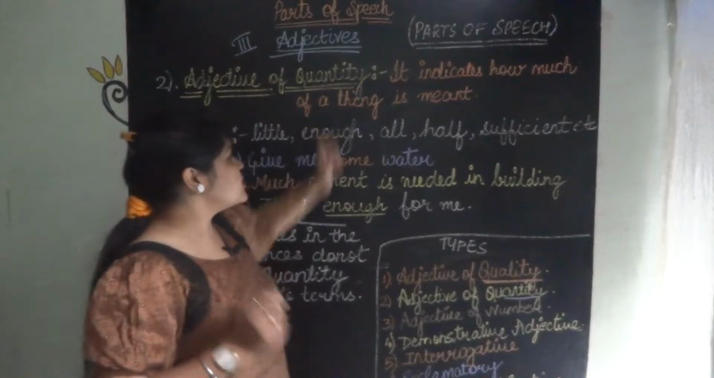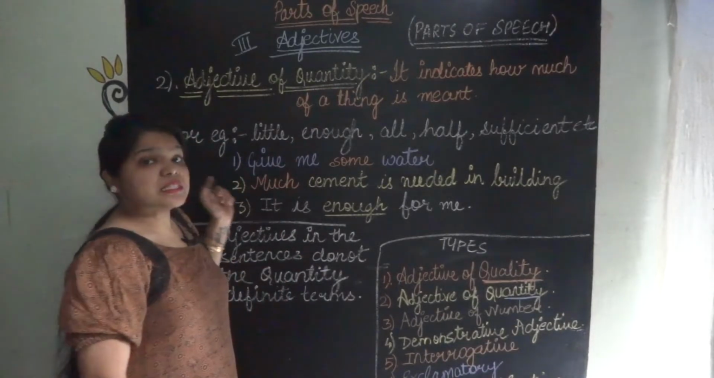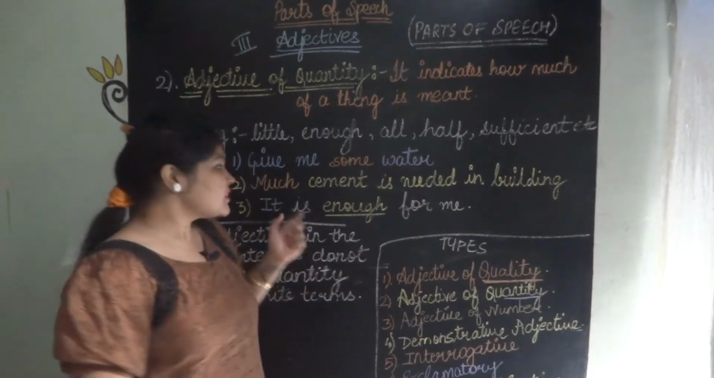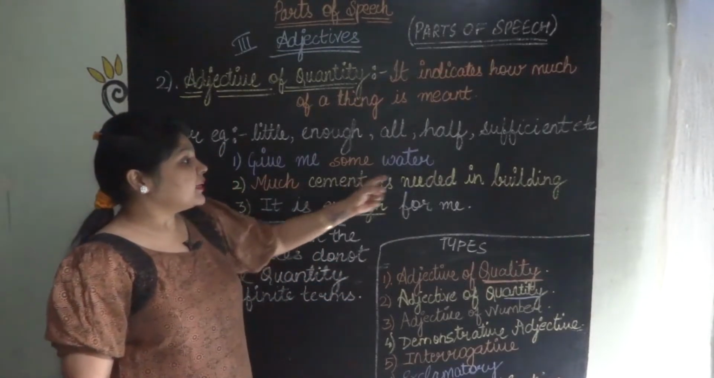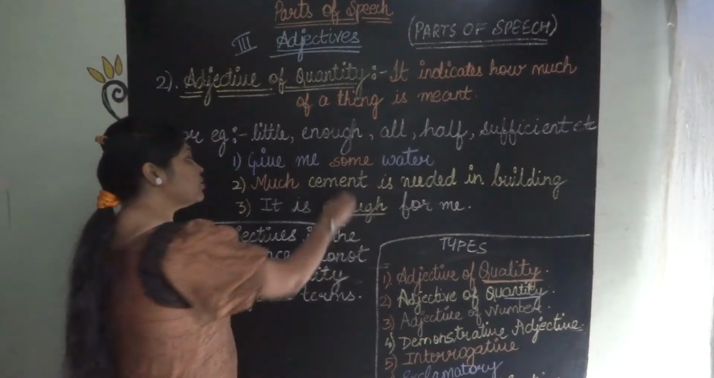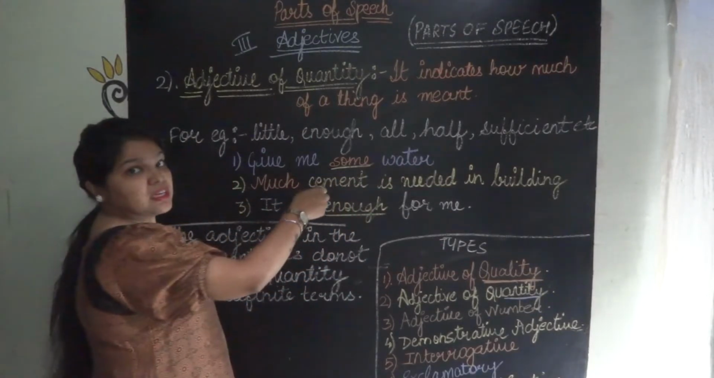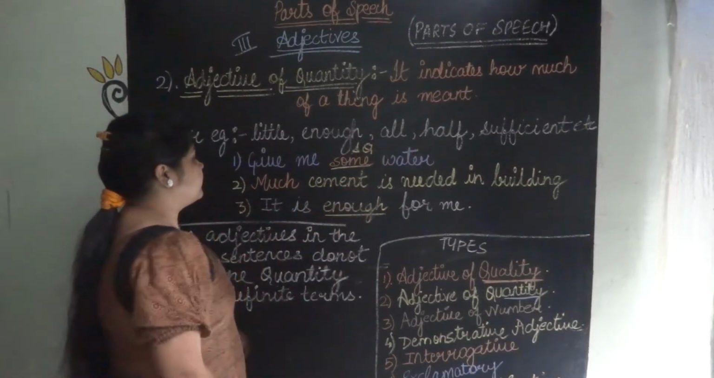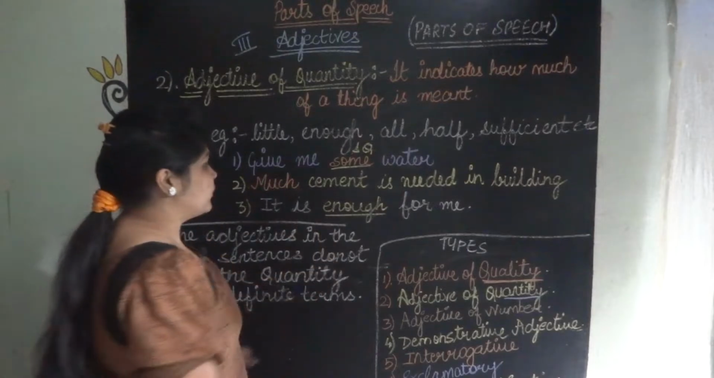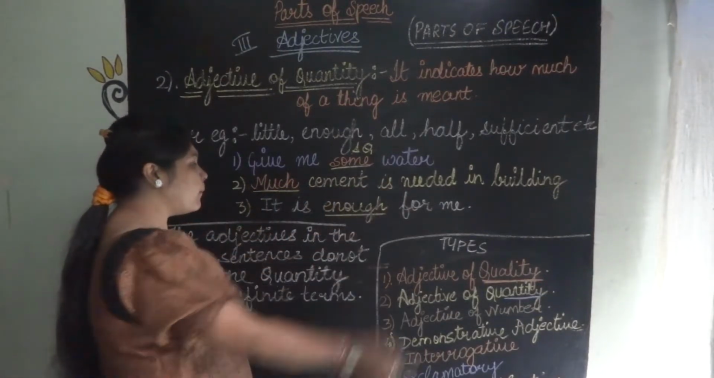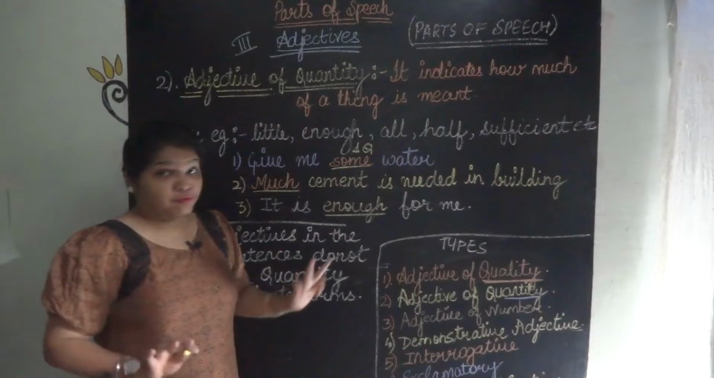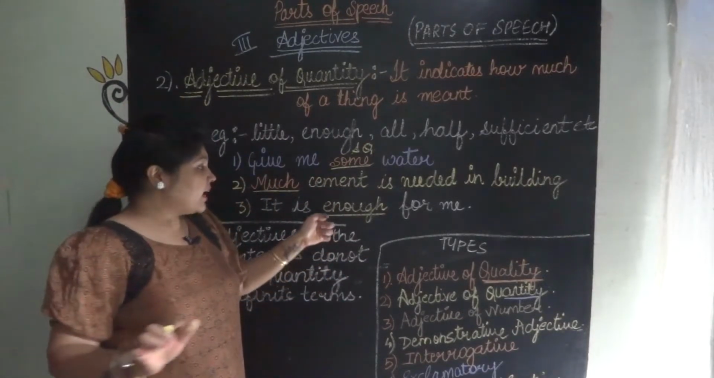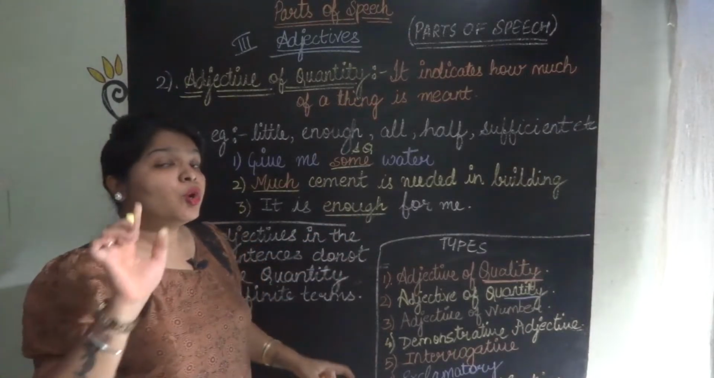Adjectives of quantity. Like, give me some water. When you're going to your place and you're asking, give me some water, please. Much cement is needed in building. So these words are adjectives of quantity. Much means this much cement is needed in the building. It is enough for me. When you are frustrated and you say, no, it's enough for me now. So enough is the adjective of quantity.